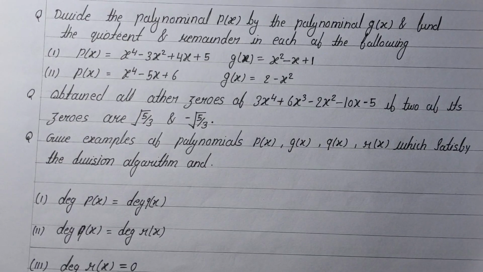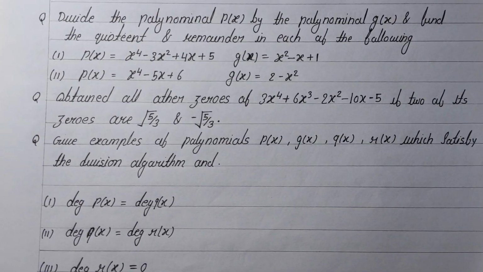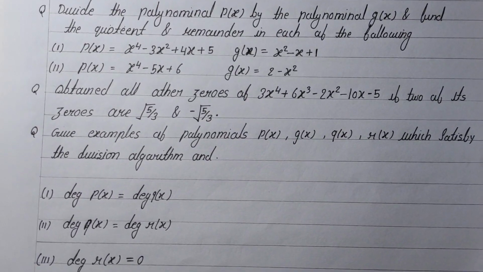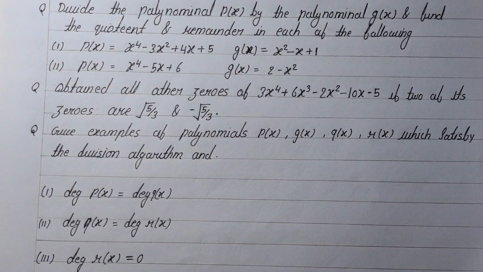2 minus x square. Obtain all other zeros of 3x^4 plus 6x^3 minus 2x^2 minus 10x minus 5, if two of its zeros are root 5 by 3 and minus root 5 by 3.